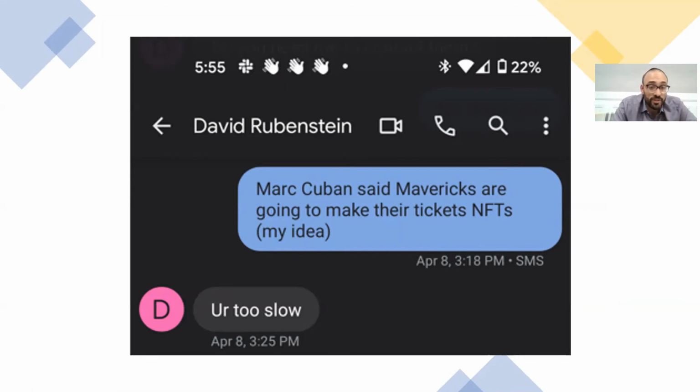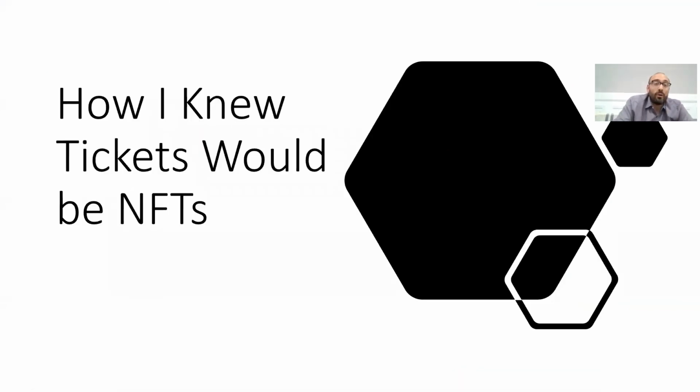So what I wanted to finish off this evening was how I knew, before I ever saw a ticket as an NFT, how I knew tickets were going to be NFTs. And I think that this use case is a good first one. There will be others to understand why this space is so important and how it's going to work for us a little bit.